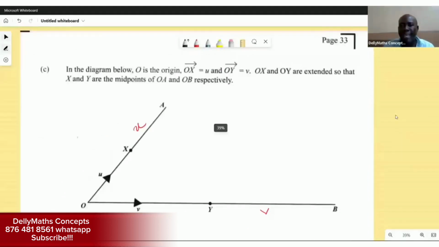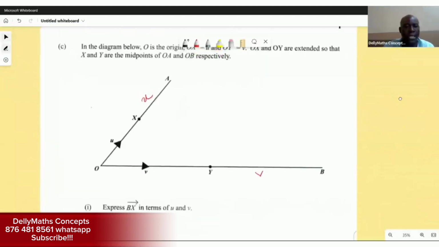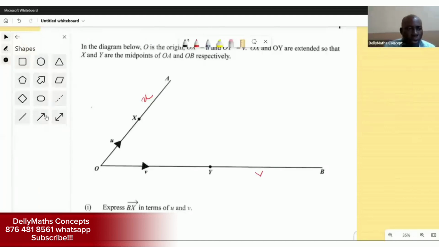I normally label as I go so that the future questions will be a little bit easier to look at. Now the question says express BX in terms of u and v. Now let me just drop my BX here so that we can see what we have. We want to express BX right here, so we're dealing with BX going in that direction.